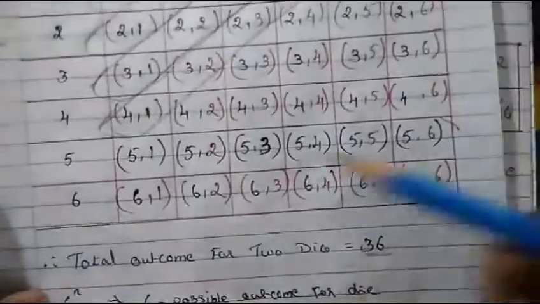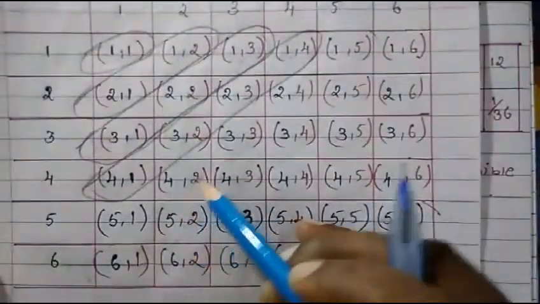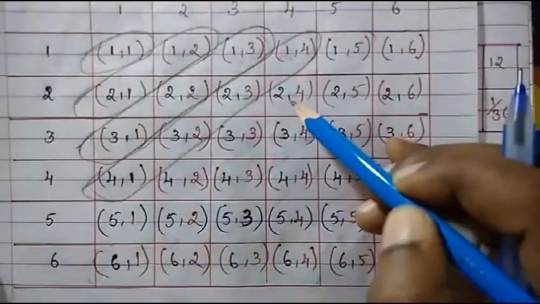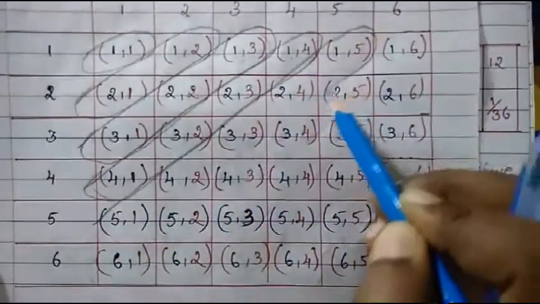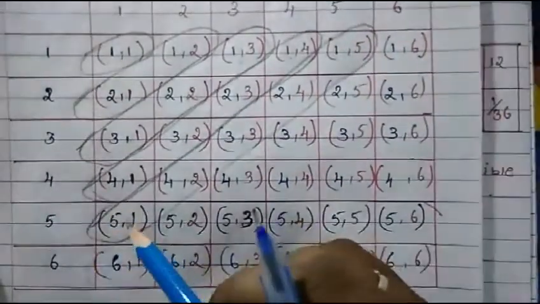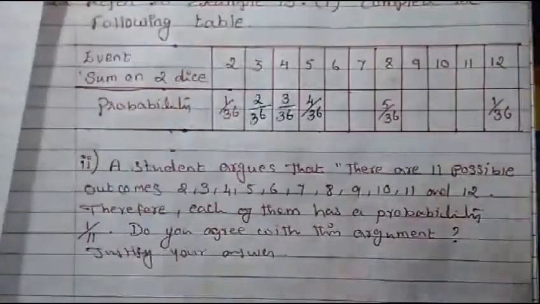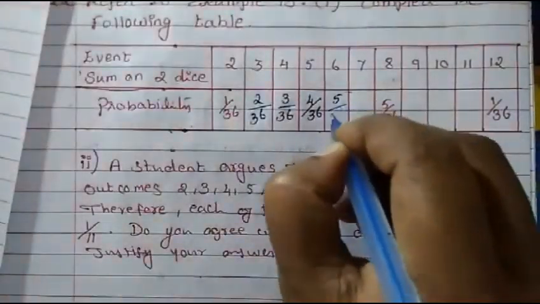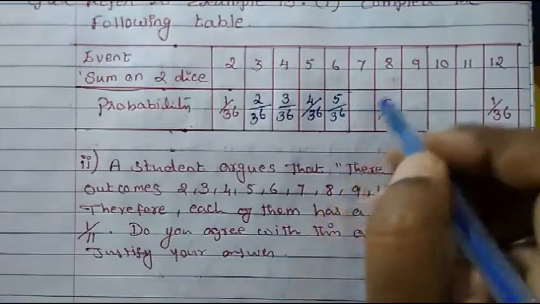Now for 6. For 6, 5 plus 1 is 6, 4 plus 2 is 6, 3 plus 3 is 6, 2 plus 4 is 6, 1 plus 5 is 6. So the whole thing, 1, 2, 3, 4, 5. 5 possible outcomes we have out of total 36 possible outcomes.